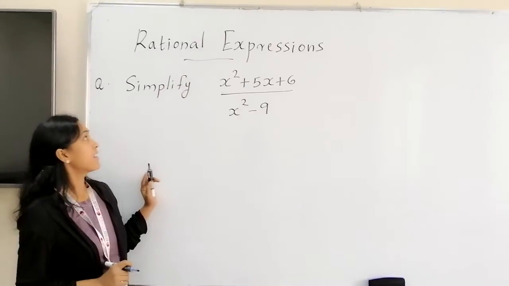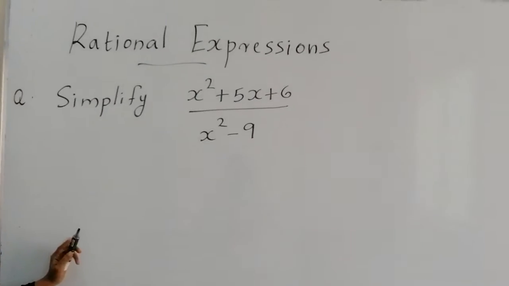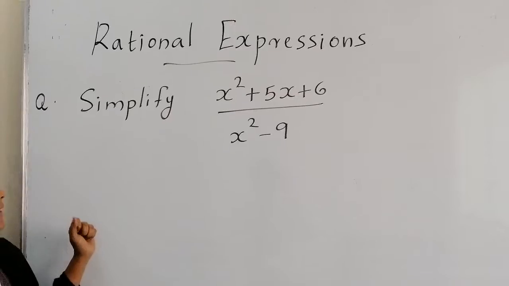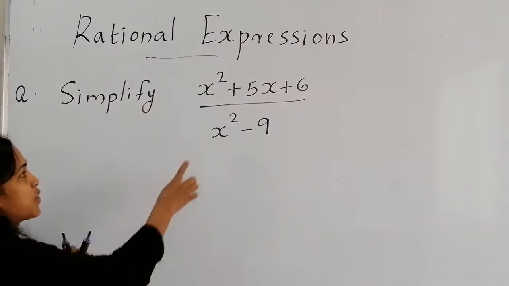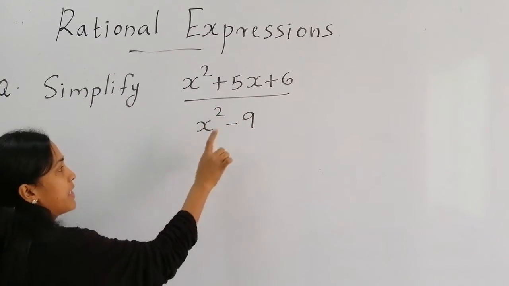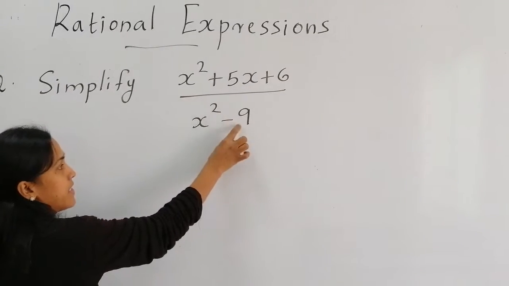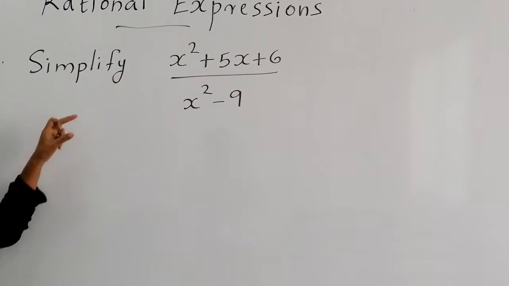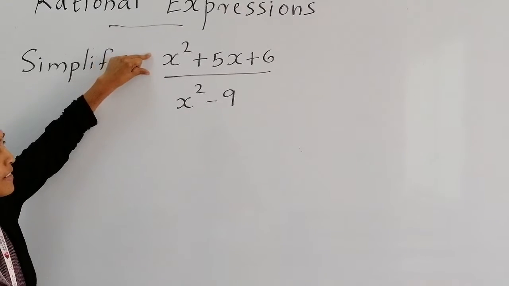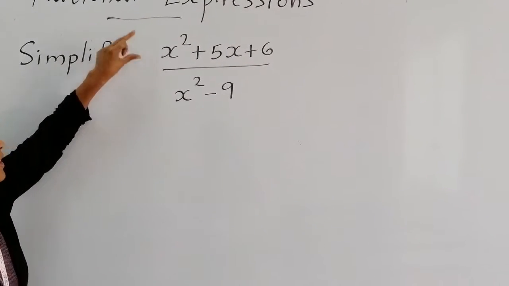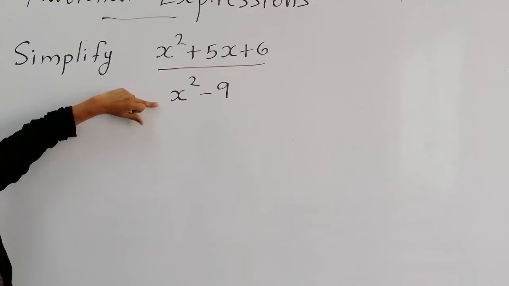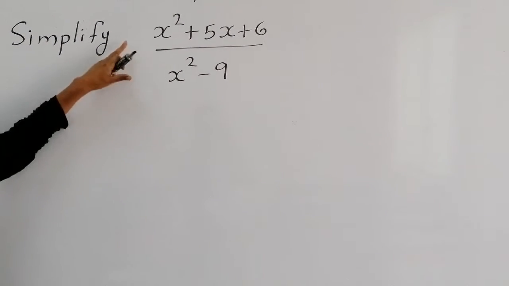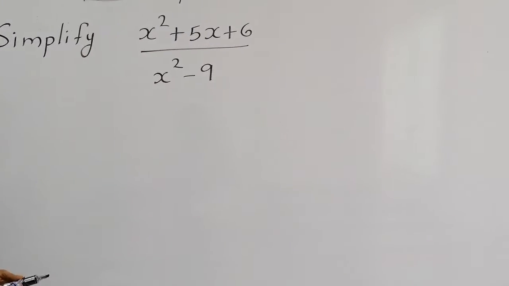Today our topic is simplifying rational expressions. Have a look at the question. Simplify the rational expression x squared plus 5x plus 6 divided by x squared minus 9. To simplify this expression, we have to factorize the numerator and we have to factorize the denominator. We will factorize the numerator first.